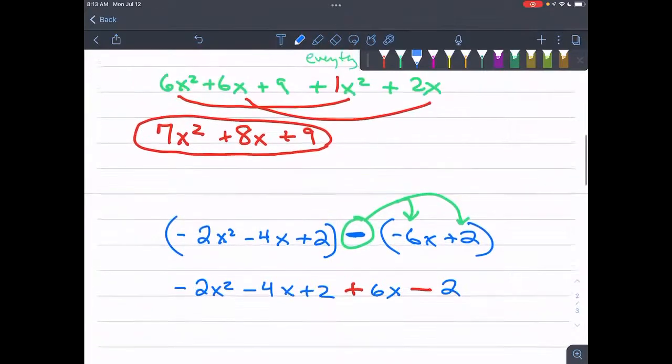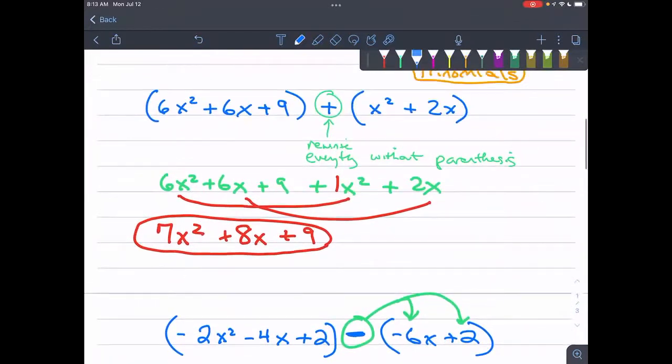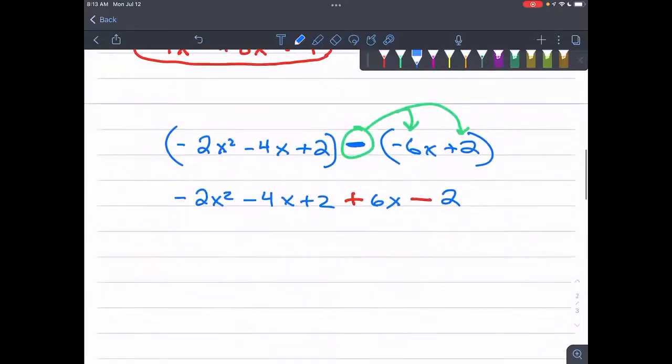On the first one, none of the signs changed. They all stayed the same. When we're subtracting, all the signs in the second parentheses change. The negative 6x is positive now. The positive 2 is negative now.